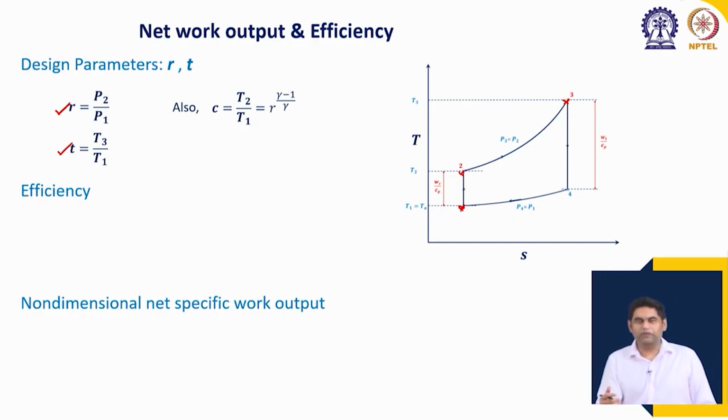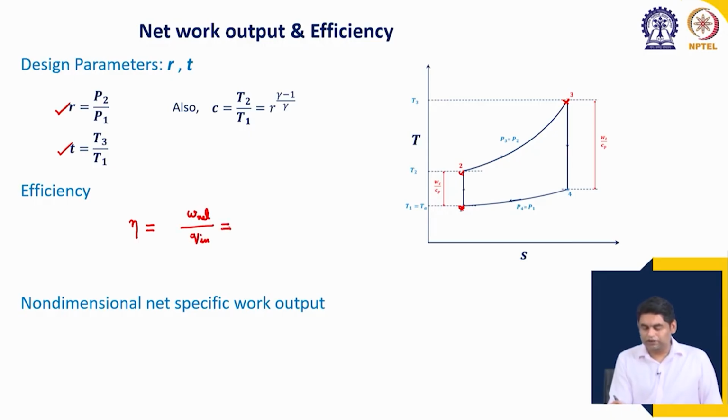What are the performance parameters? Two performance parameters are important. One is the efficiency of this cycle, or efficiency of the ideal gas turbine. This we defined as eta. In the previous class we defined it to be equal to W net by Q in, and we found an expression for this which is equal to 1 minus 1 by R to the power gamma minus 1 by gamma.